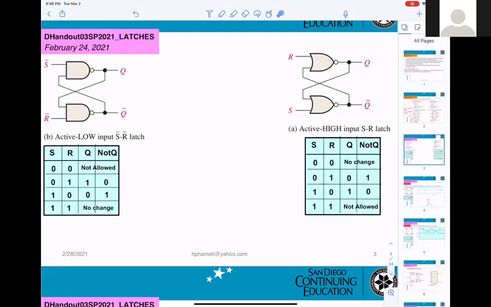I'll give you an example. If I get S at 0, R at 1, now tell me what Q is and what not Q is. Q is 1, not Q is 0. If you don't know, you look in here. At S 0, R 1, Q is 0, not Q is 1, right?